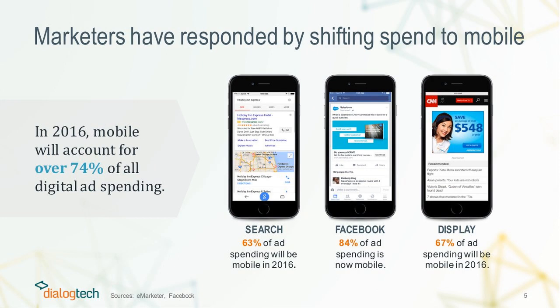And because of this shift in consumer behavior, marketers have responded by shifting their spend to mobile. This year, in fact, mobile will account for more than 74% of all digital ad spending. And this is, again, across many channels. It's across search, it's across social, and it's across display as well. 2/3 of display ad spending will be mobile this year.